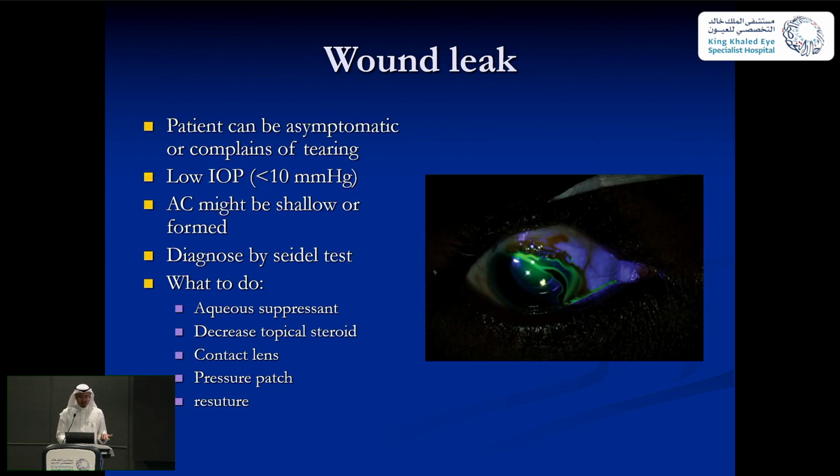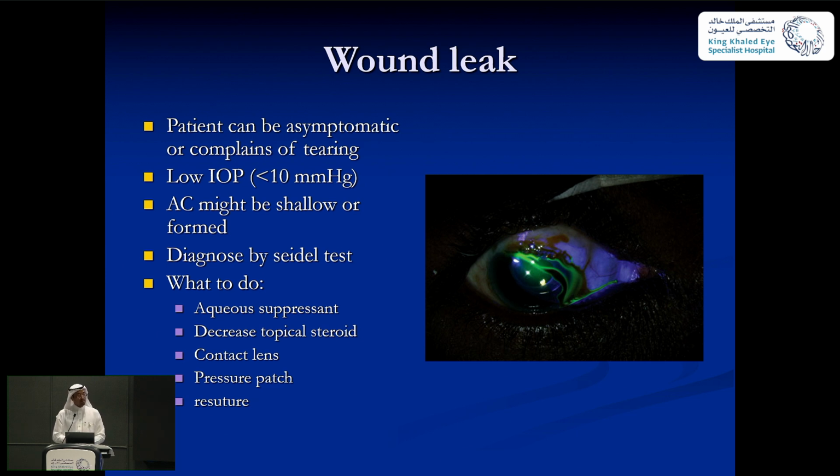The wound leak can be asymptomatic, but the patient is usually complaining of tearing. So pay attention to whatever the patient says on the first post-op day. If they say that there is tearing, you might need to check for a leak. You can have a low intraocular pressure, but you can also have a normal or even high intraocular pressure with a wound leak. The AC might be shallow or formed, diagnosed by Seidel test.